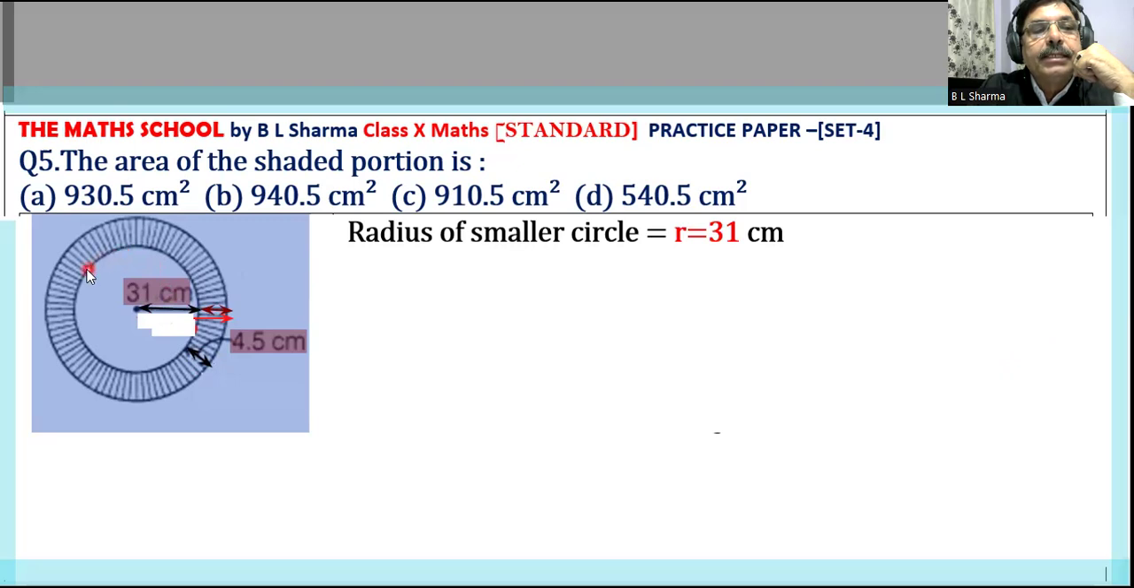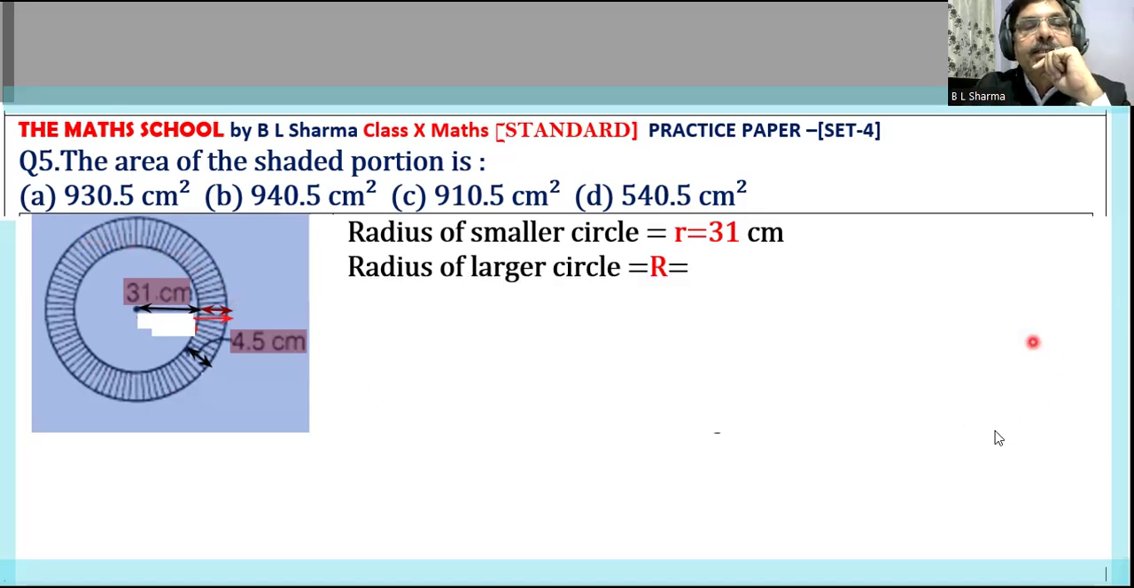देखिए, this is a circle, its radius is 31 centimeter, and the width from here to here is 4.5 centimeter. So the radius of the outer circle will be 31 centimeter plus 4.5 centimeter, that is 35.5 centimeter. Then we have to find out the area of this shaded region. The radius of the larger circle is 31 plus 4.5, that is 35.5 centimeter.